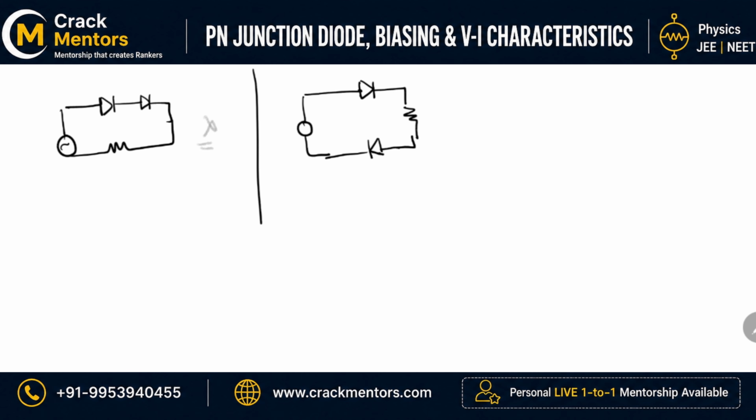What is the thing you will be observing from here? You will observe that for the first condition, let us say my input current is like this. If this is the positive direction and this is the negative direction, then for the first one, the current will go here: forward bias, tick; reverse bias.